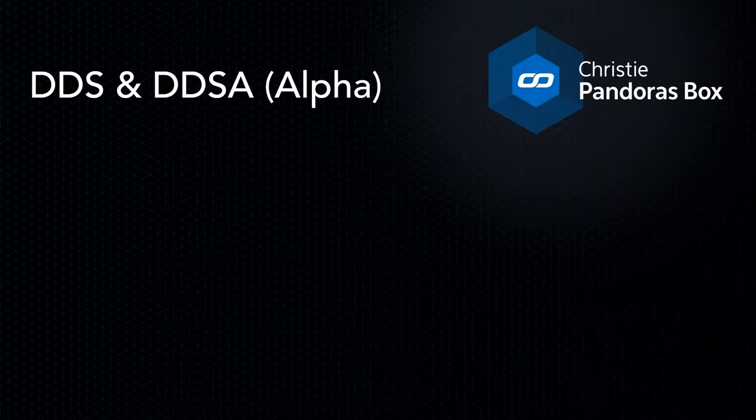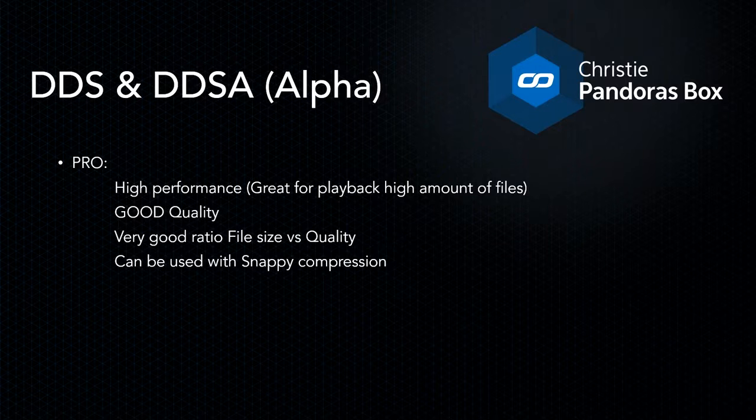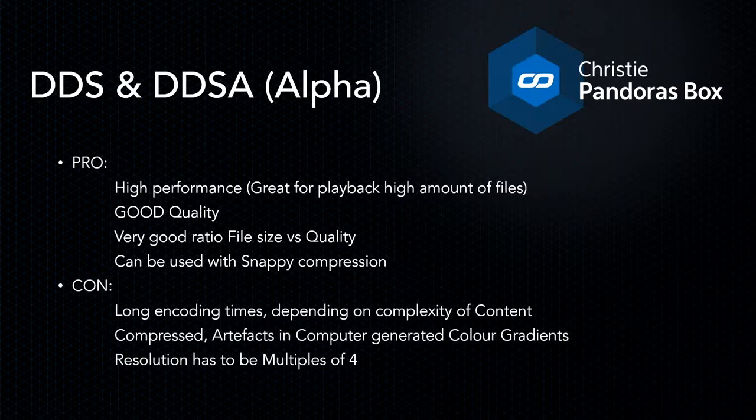So, forgot something. The pros for a DDS is a very high performance. We use it a lot. Great for playback with a high amount of files, very good quality, very good ratio files versus the quality. Can be also used with snappy compression, but like every image sequence that has some cons, it uses a long encoding time. Depending on the complexity of the content, it is compressed, and with compressed there are some artifacts in computer-generated gradients.